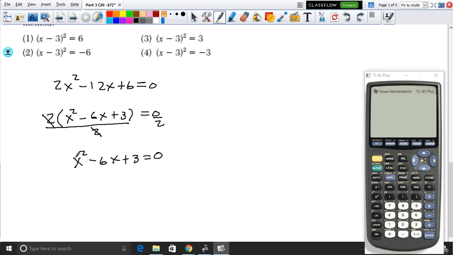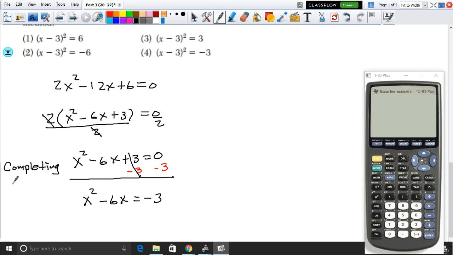Now, again, the process of completing the square is to leave all the variables on one side and all the constants on the other. So let's perform that by taking away 3. So now we have x squared minus 6x equals negative 3. And here's where completing the square starts.